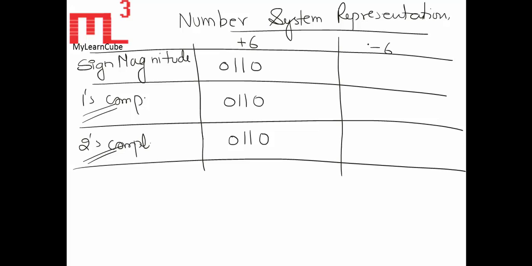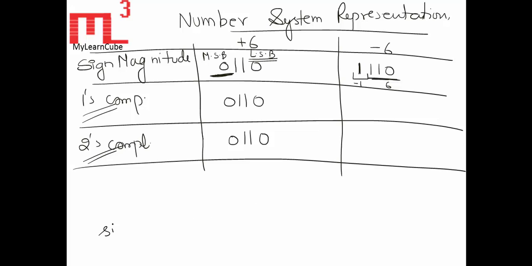But for a negative number, the sign magnitude form, what will it do? This is called the sign bit, the MSB, and this is the LSB. The MSB of a number is always a sign bit. So in case of sign magnitude form, this will be represented as 1110. This is your magnitude, again representing 6, and this is your sign, which is representing -1.